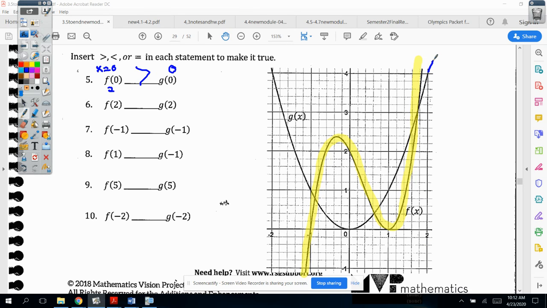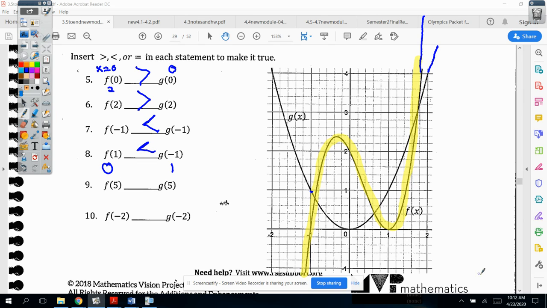Look at the rate of change here. This rate of change is slowing. This rate of change is faster. At 2, this yellow graph is going to be ahead, which is the F graph. At negative 1, you can see the black graph is ahead of the yellow graph. So at negative 1 the G graph is greater. Now here you're comparing two different values, which is strange. So F of 1 would be 0. G of negative 1 looks like it's up at 1, so G is ahead of that one.